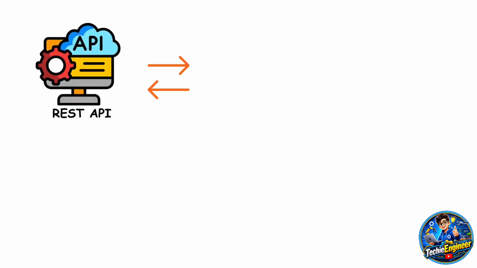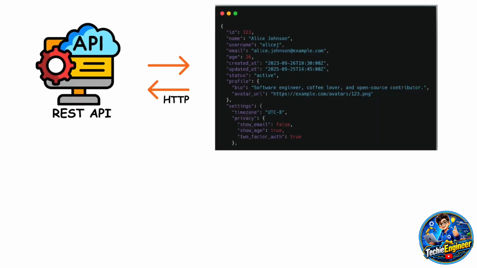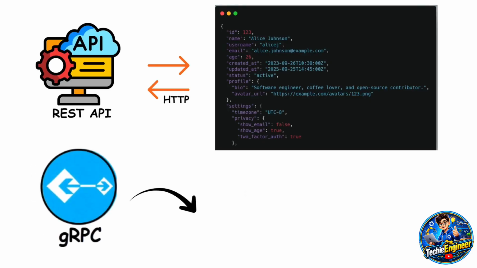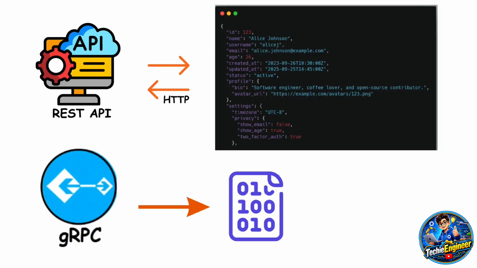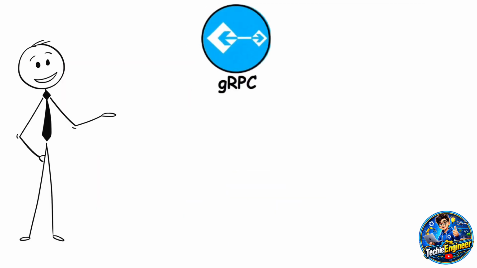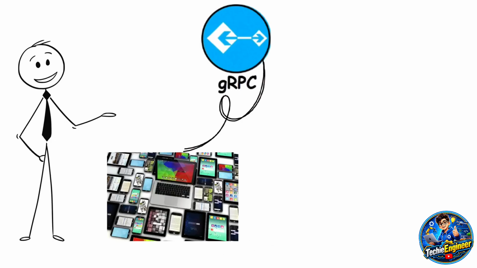While REST sends text-based JSON over HTTP, gRPC uses protocol buffers, or protobuf, which compress data into a compact binary format that's lightning fast to process. It's like the difference between mailing a handwritten letter versus zipping all your files and sending them instantly. gRPC also takes advantage of HTTP/2, allowing multiple requests to run over a single connection at the same time.